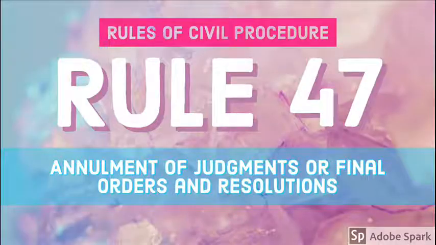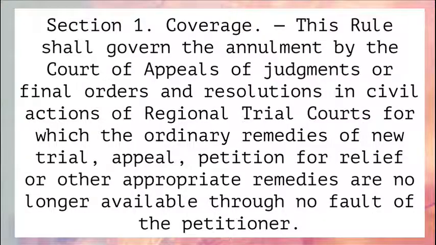Rule 47. Annulment of judgments of final orders and resolutions. Section 1. Coverage. This rule shall govern the annulment by the Court of Appeals of judgments or final orders and resolutions in civil actions of regional trial courts for which the ordinary remedies of new trial, appeal, petition for relief or other appropriate remedies are no longer available through no fault of the petitioner.